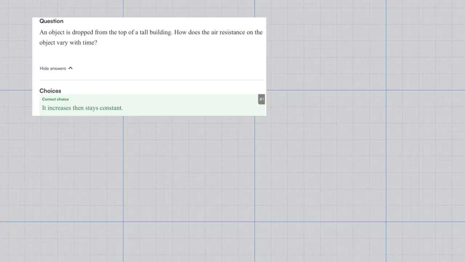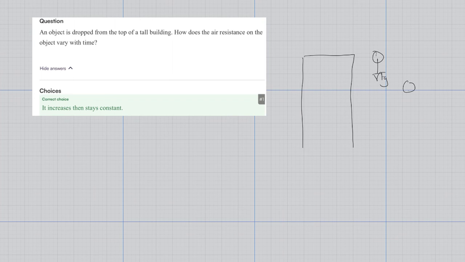So if we look at this question, it says an object is dropped from the top of a tall building. How does the air resistance on the object vary with time? And our answer is that it increases and then stays constant. Now, if we think about that, if this is our tall building, as our object is falling off of it, initially we just have the force of gravity that's acting on it, or the object's weight. There is some drag, but it's very insignificant.